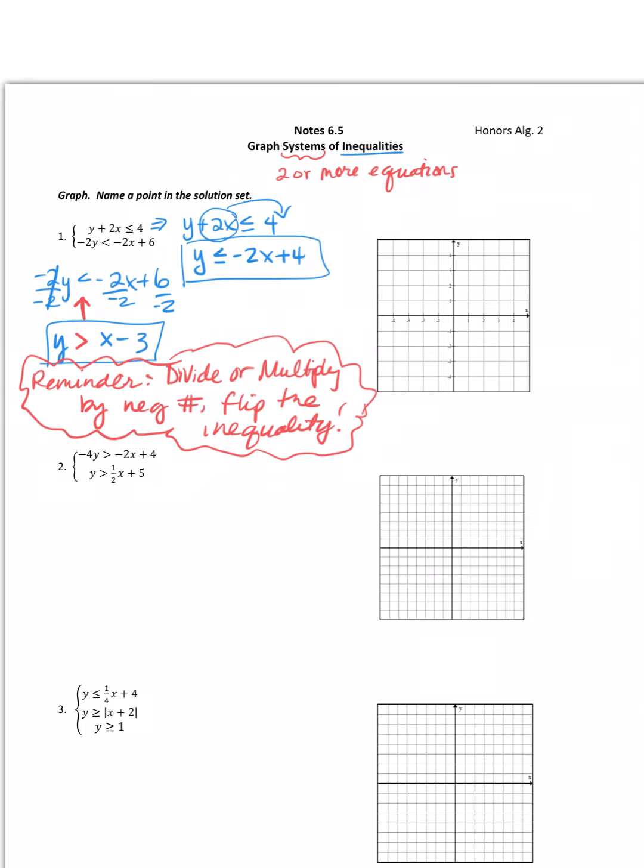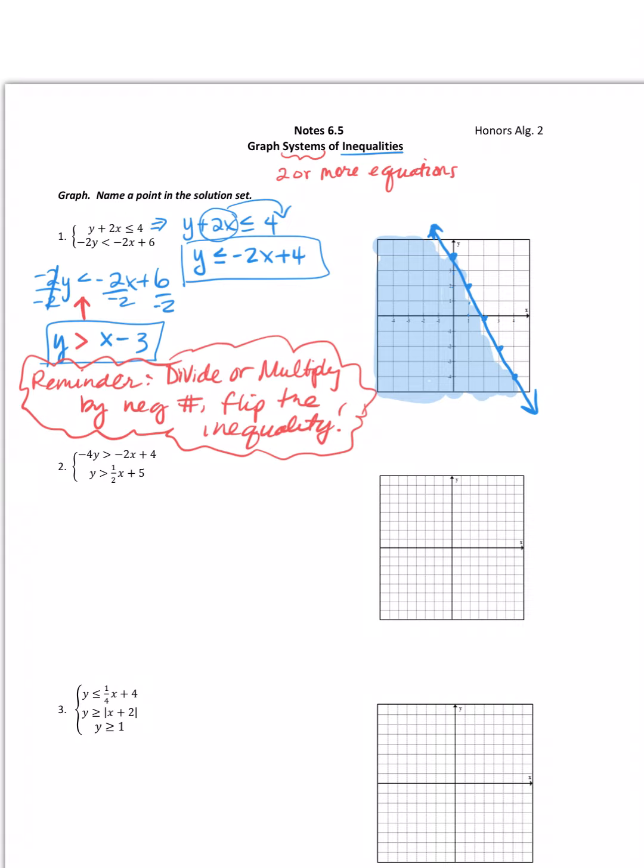Let's graph these. So the first one has a y-intercept of 4. So I'm going to make my y-intercept here. It has a slope of negative 2, so I'm going to go down 2 over 1, down 2 over 1. All right, from here I'm going to draw a solid line because it's an or equals to inequality. And then I need to shade according to the inequality. Well, the inequality is a less than, so I find my y-intercept and I'm going to shade down. So this area down here is going to get shaded.